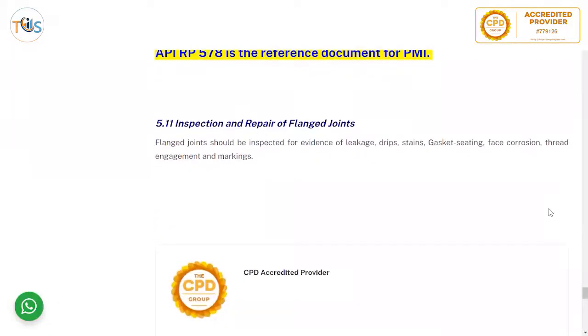Inspection and repair of flange joints. Flange joints should be inspected for evidence of leakage, drips, stains, gasket seating, face corrosion, thread engagement, and markings.